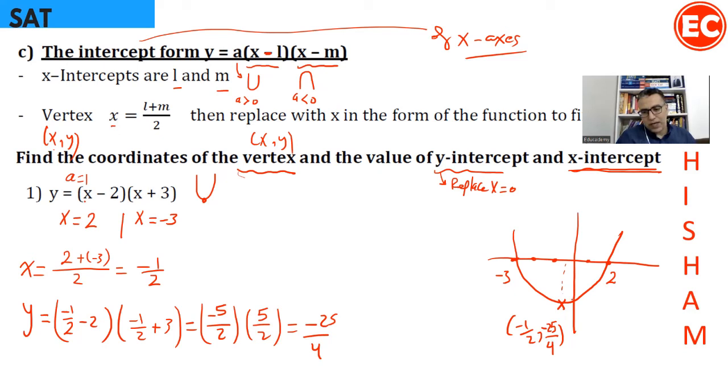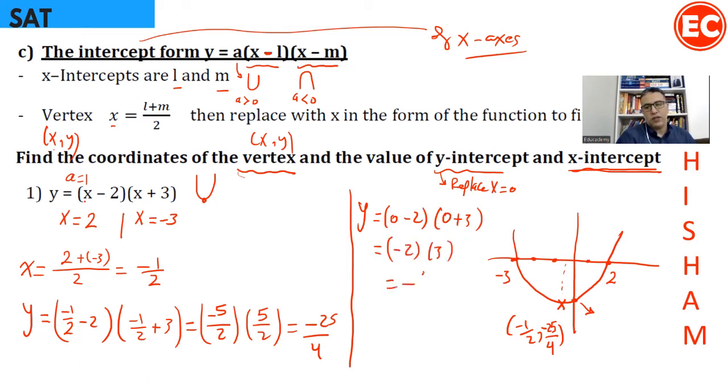Now, how can I find the y-intercept? By replacing x with 0. So 0 minus 2 multiplied by 0 plus 3. So it's negative 2 multiplied by 3, which is equal to negative 6. So the y-intercept is the point 0, negative 6. As we can see, I figured out the x and y-intercepts easily by using this form. And this form is called the x-intercept form.